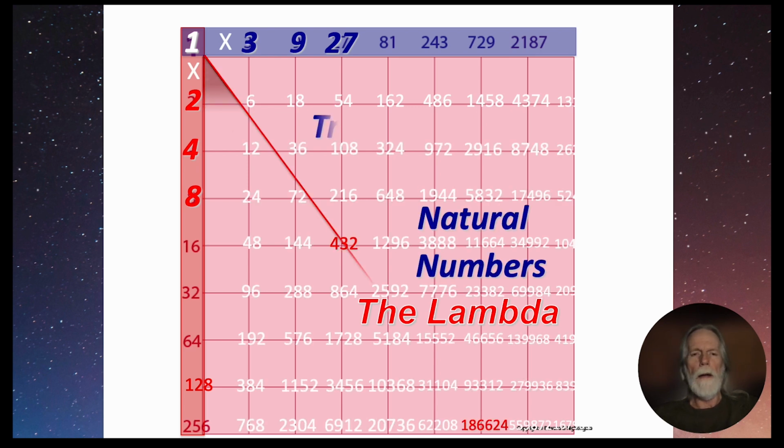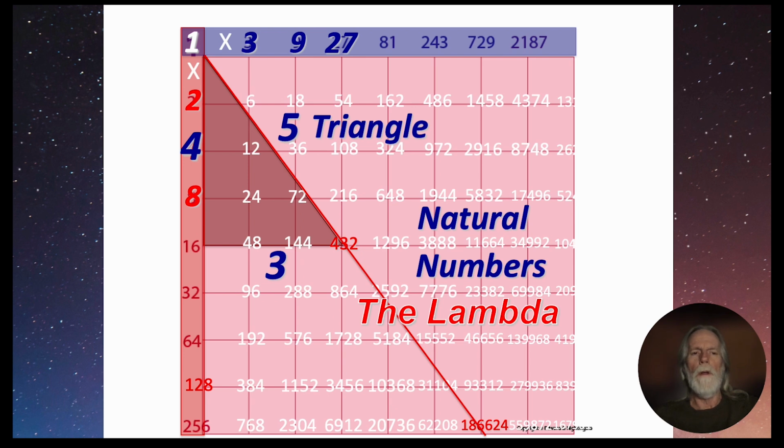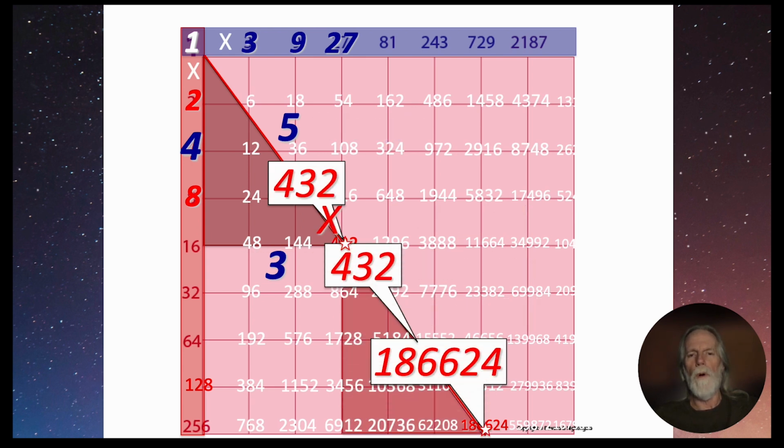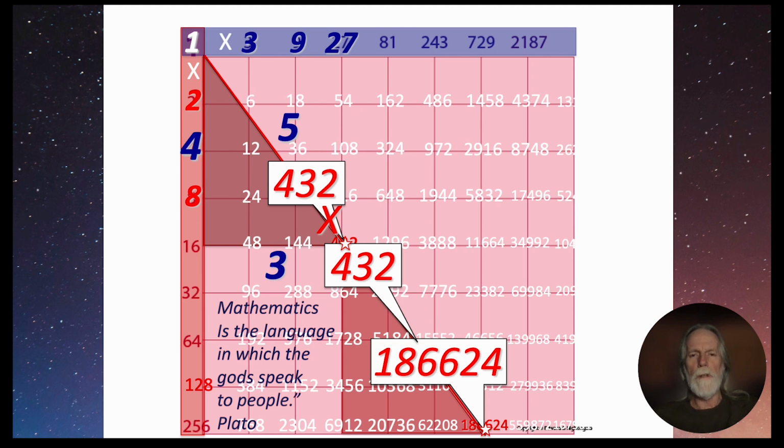A line drawn diagonally from the origin, or one, on the grid at an angle of 53.13 degrees creates a Pythagorean 3-4-5 triangle that intersects two coordinate numbers, 432 and 186,624. Now notice that 432 is a square root of 186,624, and that number approximates the speed of light. And these two numbers are key. And Plato stated that mathematics is a language in which gods speak to people.